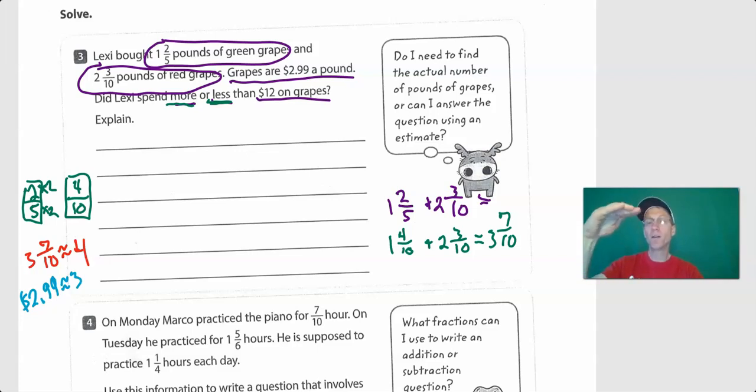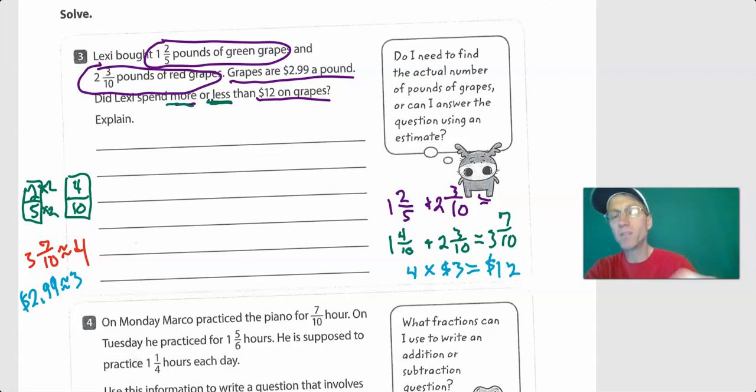It's going to be a little above what she actually spends, because she actually has fewer pounds of grapes and the price is actually a little lower. But boy, is that easy to work with. Now look at that. So you have 4 pounds of grapes, 4 times $3 a pound. We can quickly come up with an estimate. It says she spent about $12.